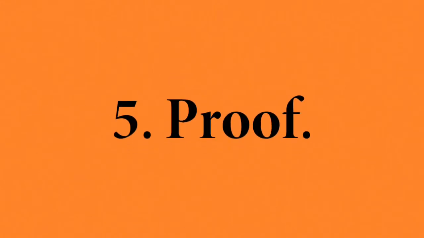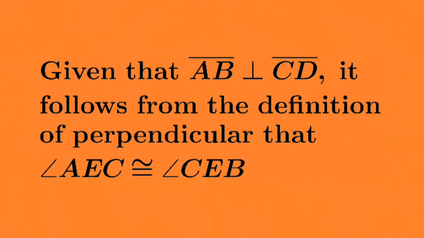Now we must write our proof. In a formal proof, it is most common to write the proof in the form of a paragraph proof. We'll be representing that in the example here today. We begin by restating the given, and also adding the definition of what it means to be perpendicular in context of the picture that we have.